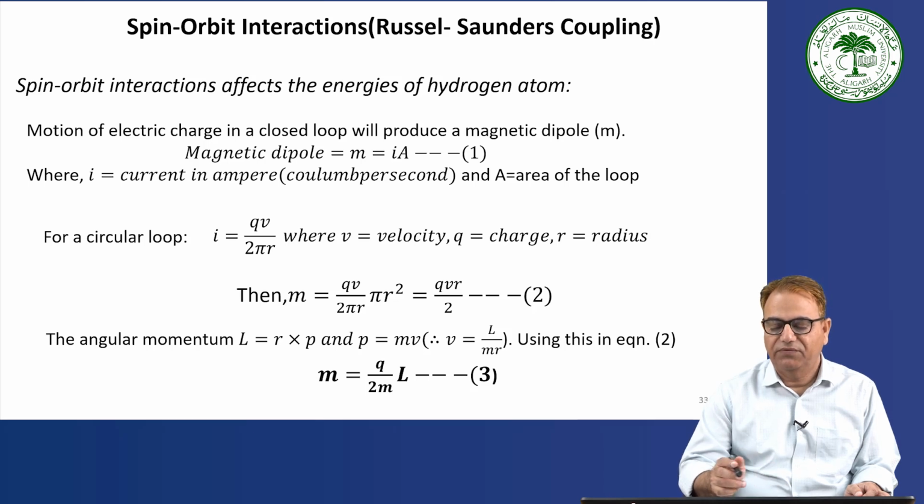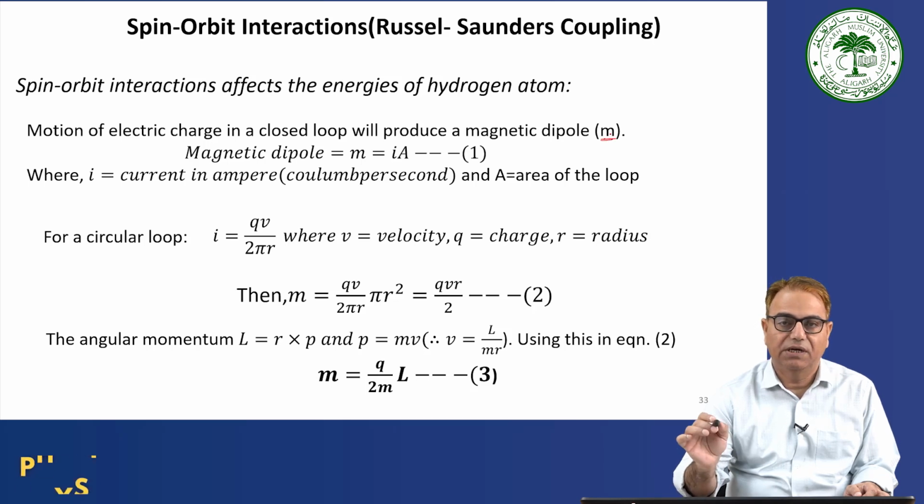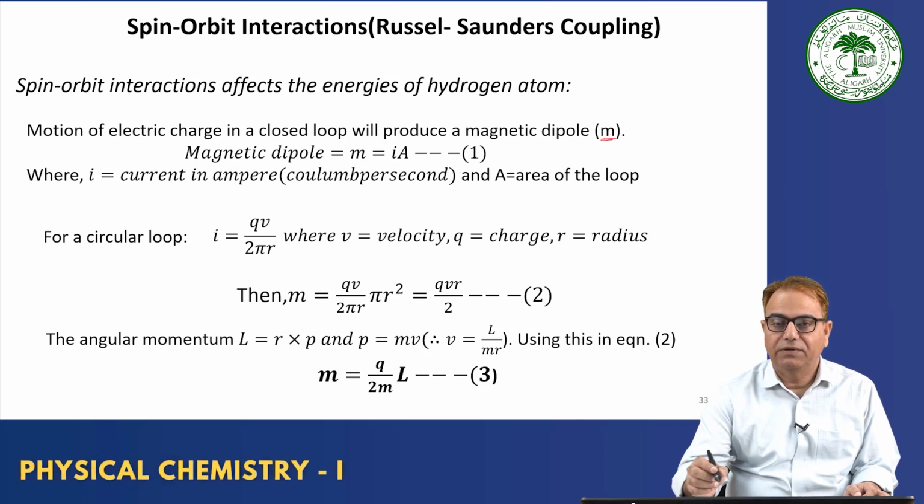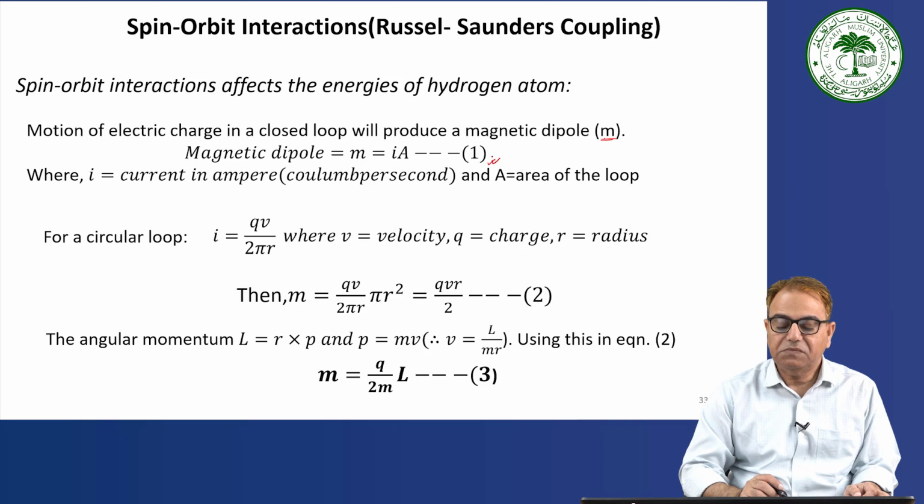I am taking it from the very basics: if you have an electrical charge moving in a closed loop, it will produce a magnetic dipole. I am representing this magnetic dipole again with the same sign M, so don't get confused with the symbols. The magnetic dipole M is given by I into A, where I is the current in ampere and A is the area of the loop. This is basic physics. Everyone knows that a moving charged particle in a circular path will produce a magnetic dipole.